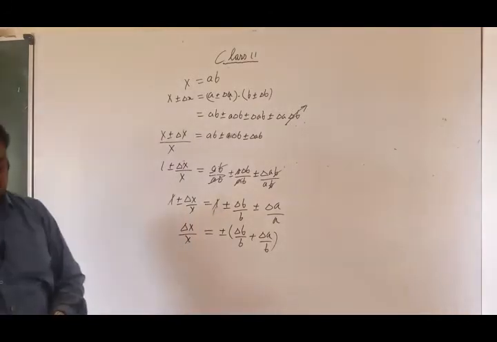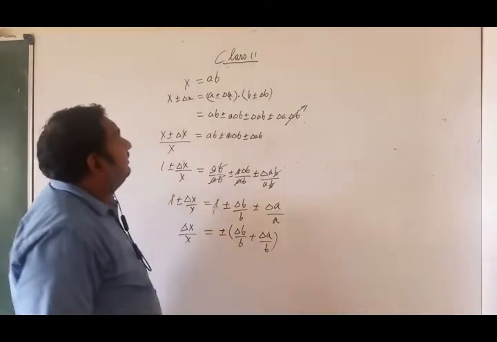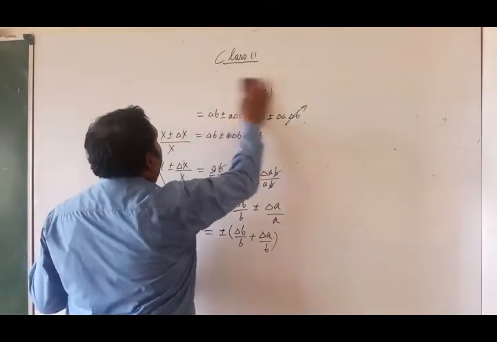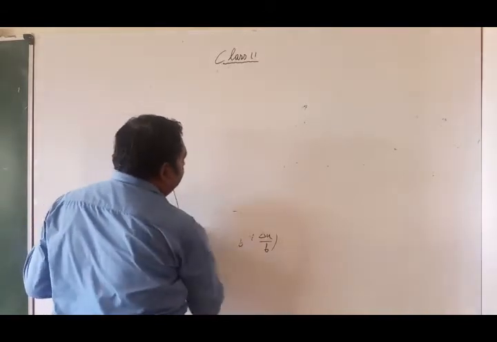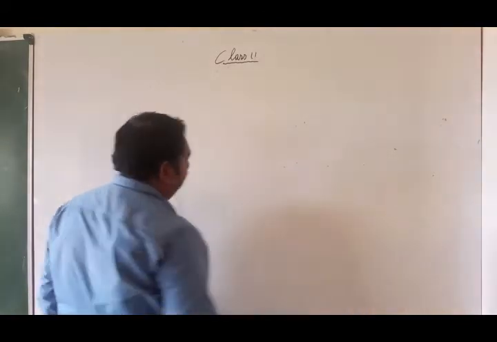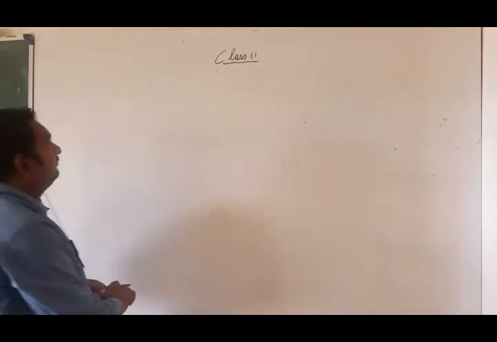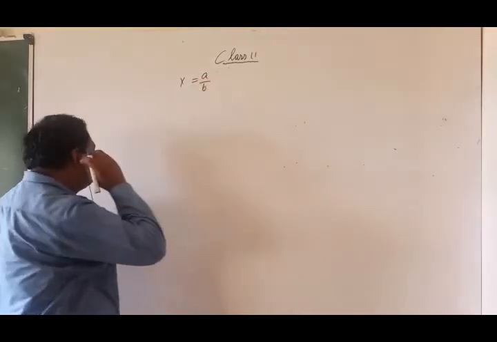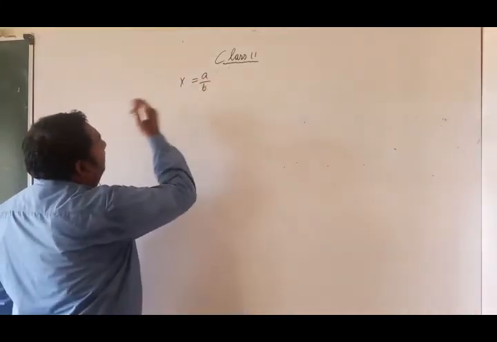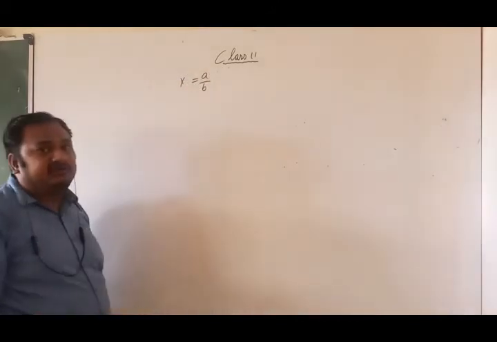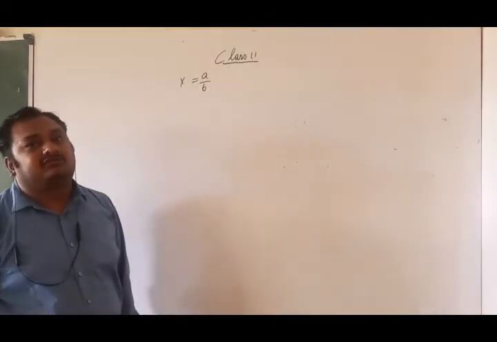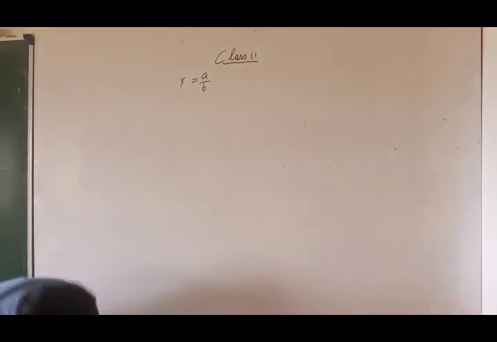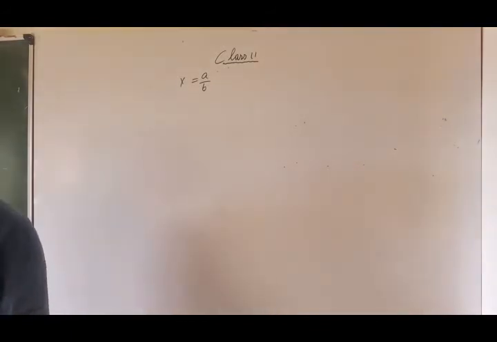Now we will see whenever we take the division of two quantities. Let's suppose x equal to A upon B, where A and B are the two measurable quantities, and let's suppose del A and del B are the errors associated with the measurement of A and B.